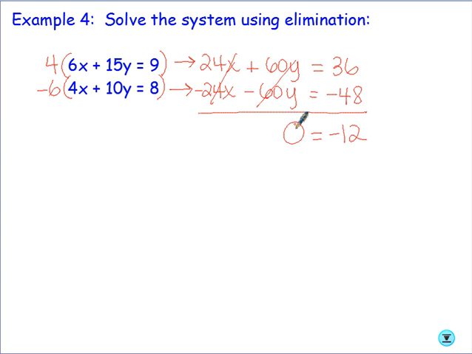All of our variables cancel. When all of our variables cancel, again, we decide true or false. Is 0 equal to negative 12? No, that is false. When we write false, we also write no solution.